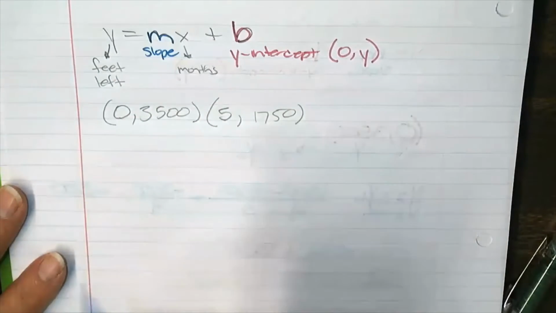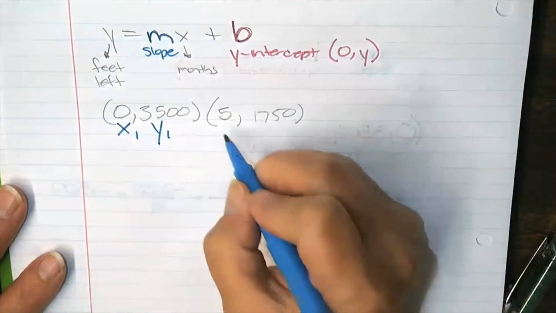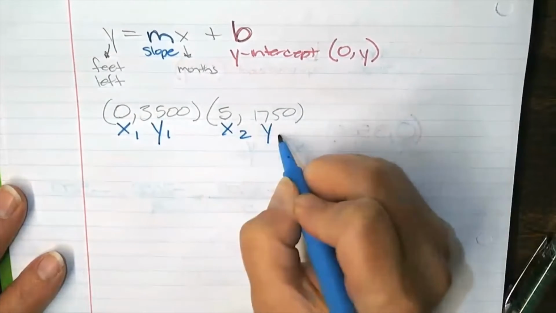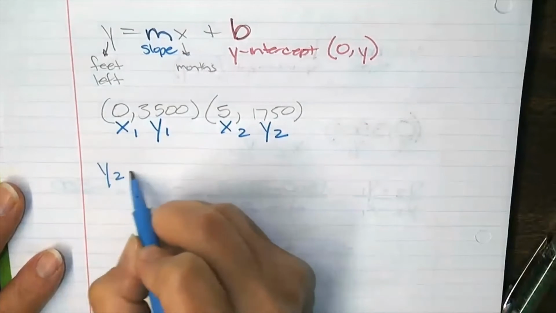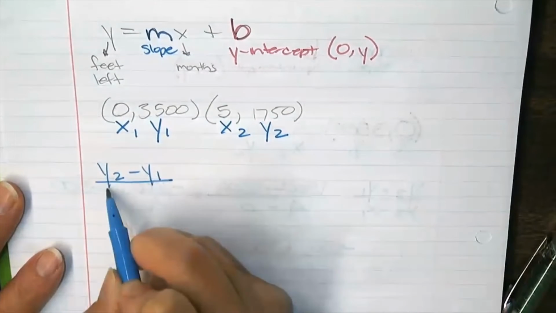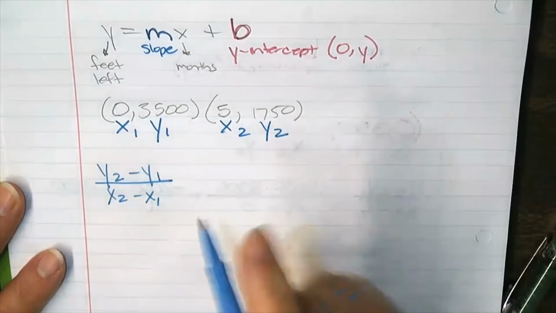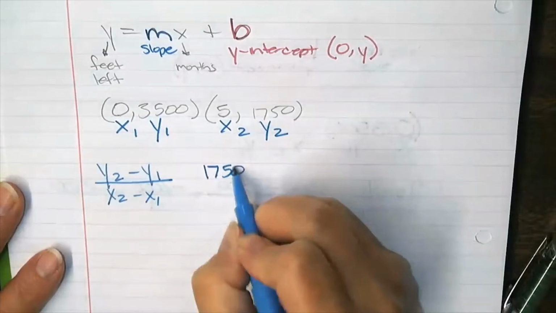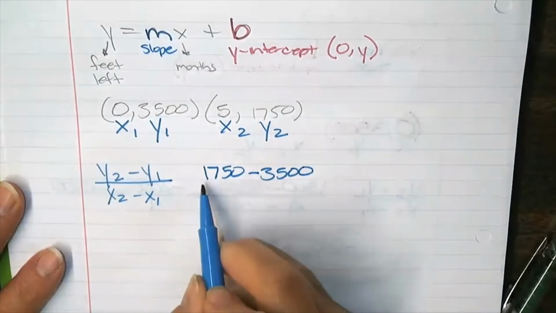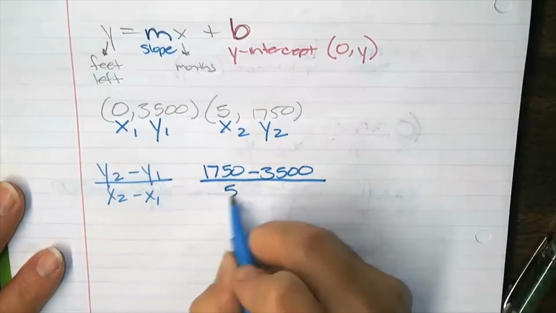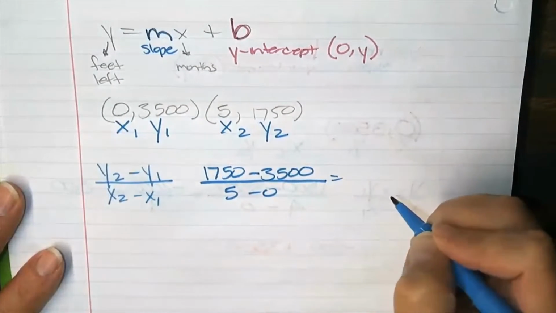So the first thing we need to do is label them. Here's our first ordered pair. Here's our second ordered pair. Y2 minus Y1 over X2 minus X1. Let's substitute 1,750 minus 3,500 over 5 minus 0. I would use a calculator here.